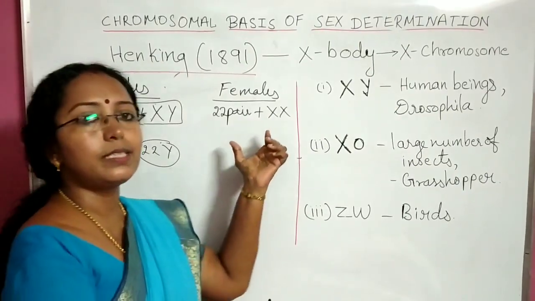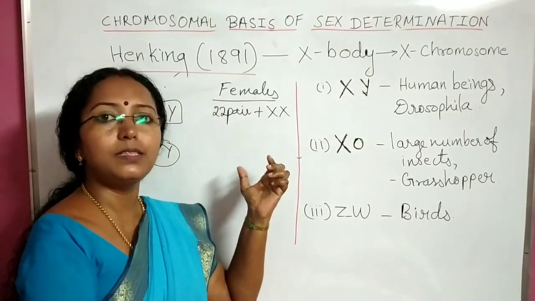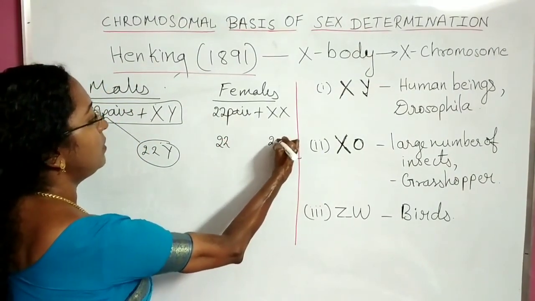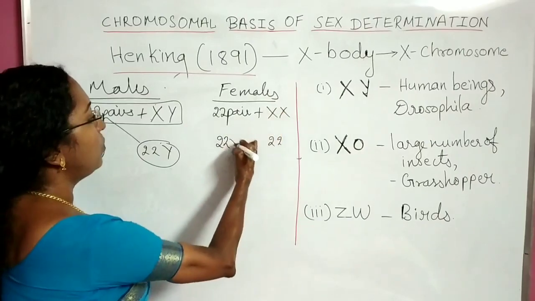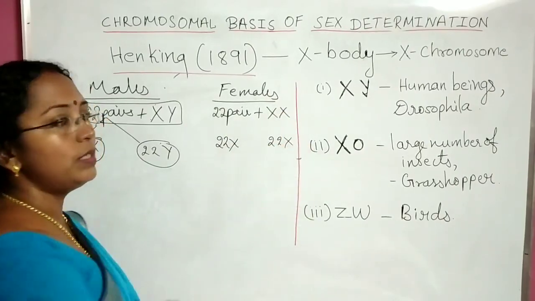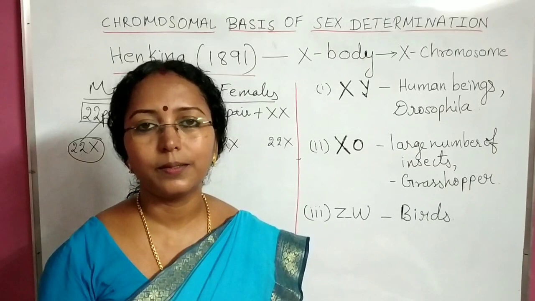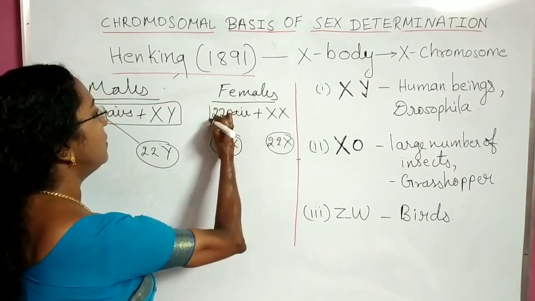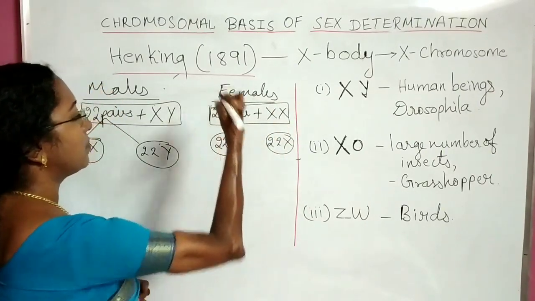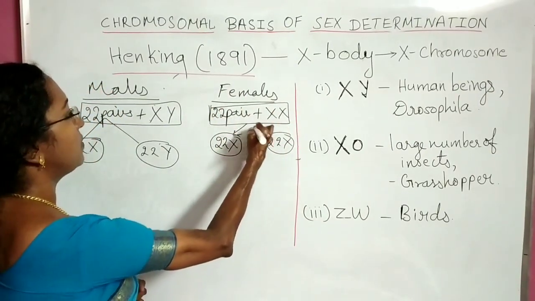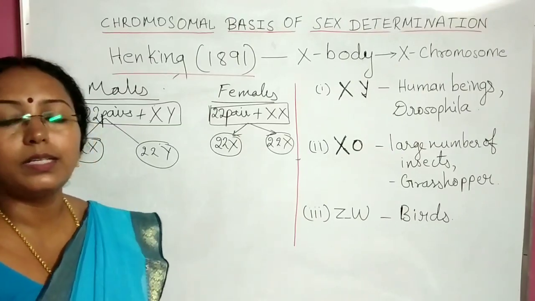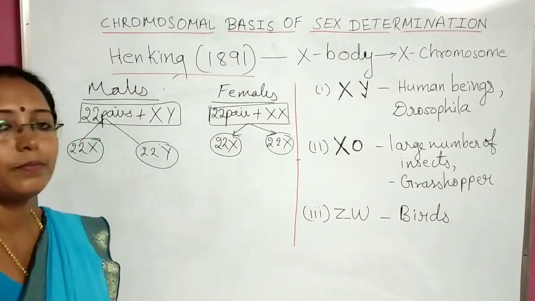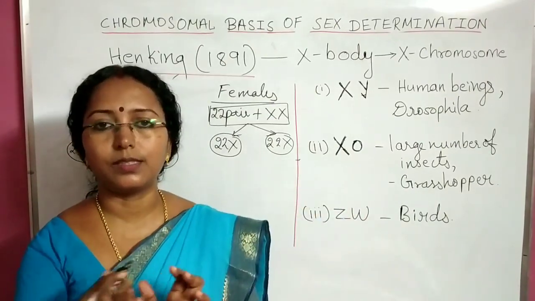Now, you can say here, in females also what happens? 22 pair will get separated. X will go with one gamete, another X will go with another gamete, right? So here also two gametes are produced from this cell. Two gametes are produced. Now look at the gametes produced. Here both the gametes produced are same, 22X, 22X.